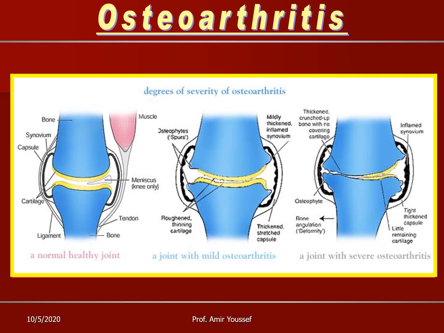As you see, this is the degree of severity of osteoarthritis. This is a normal healthy joint. This is a joint with mild osteoarthritis, mild narrowing of joint space. And this is a joint with severe osteoarthritis, complete destruction of articular cartilage.